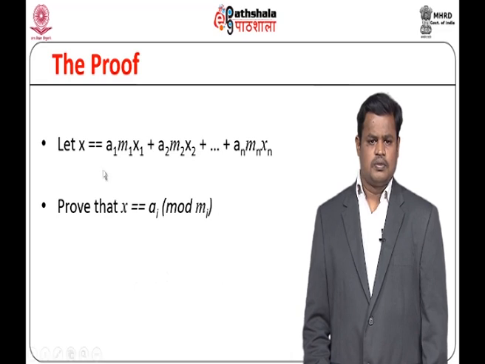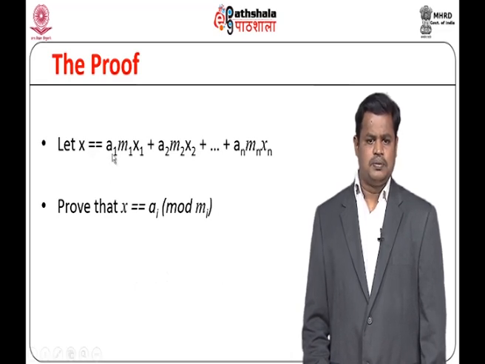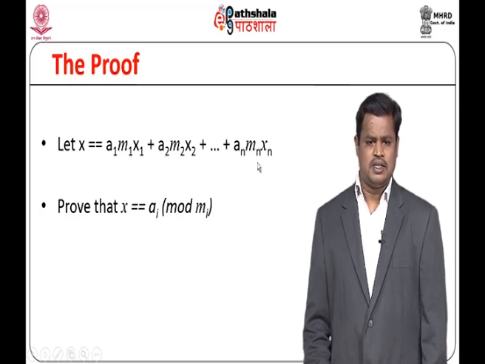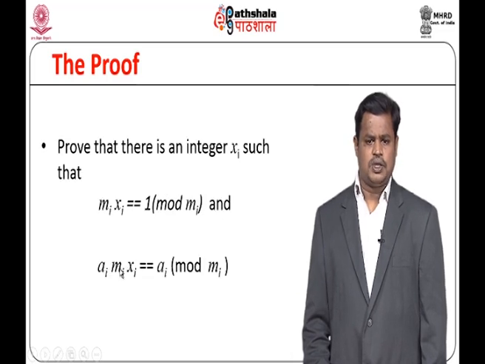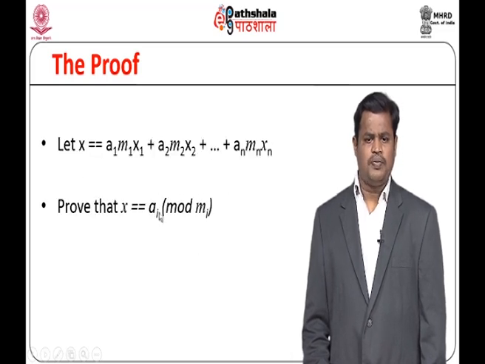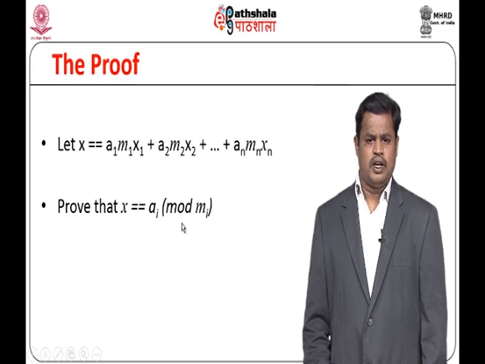So let x be equal to a1 M1 x1 plus a2 M2 x2 and so on up to an Mn xn. It proves that x is equal to ai mod mi. That is what we can understand from this expression.